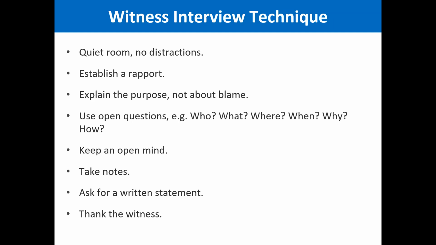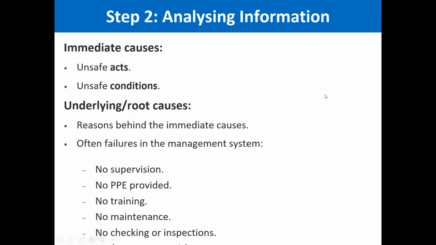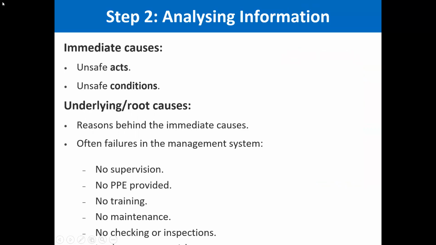Make sure you keep an open mind, take notes properly, ask for a written statement, and finally, you should thank the witness after the interview has finished. What documents do you need to examine? The documents you need to examine include the company policy, the risk assessments, the training records, the safe system of work or the permit to work. You can also look at the maintenance records, the inspection reports, previous accident reports, and sickness and absence records. All of these are things that you can examine after an accident.